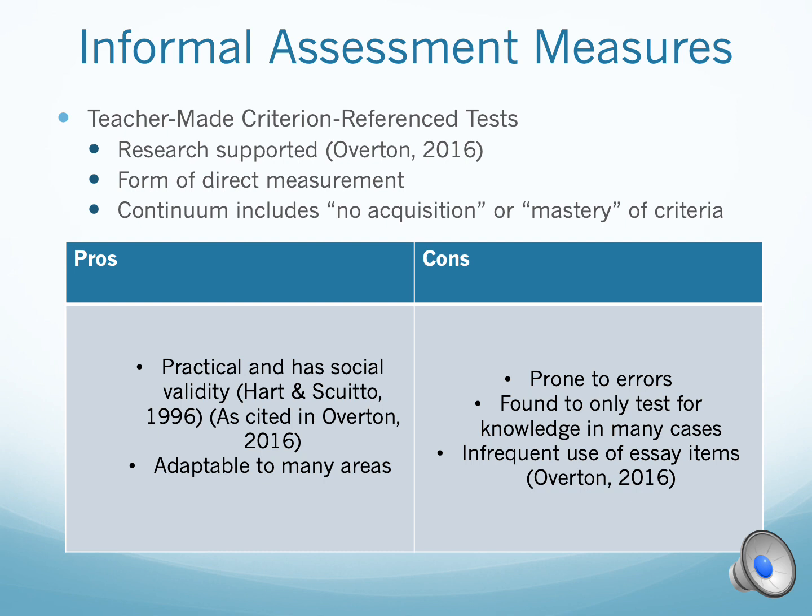There are research data supporting the use of these as an effective method for measuring progress. They fall under a continuum of no acquisition of knowledge to mastery of the criteria. So they're practical and have social validity. They're adaptable to many areas, but they're prone to errors on the test maker's part, and they're found to only test for knowledge on Bloom's taxonomy. There's infrequent use of essay items.